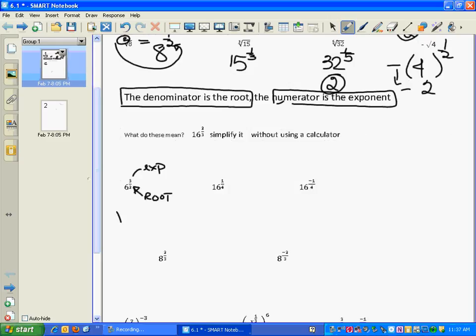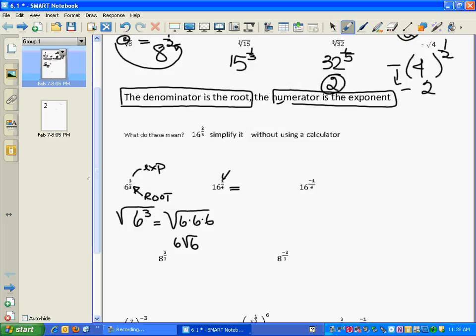And so you can think about it as the square root of 6 to the 3rd. Yep. So that's the square root of 6 times 6 times 6. And if I had to simplify that out, it would be 6 square root of 6, wouldn't it? If I had to simplify it out. Square root means my number appears 2 times. You with me? Okay.